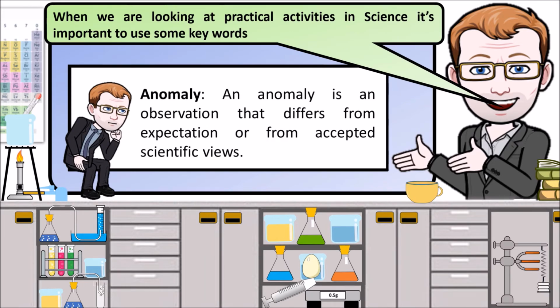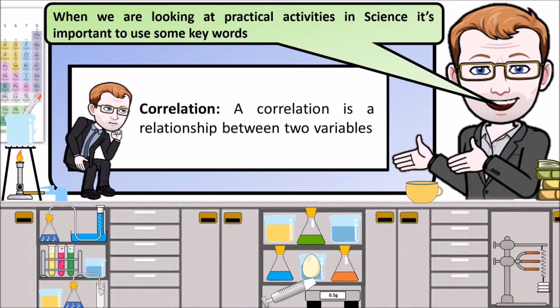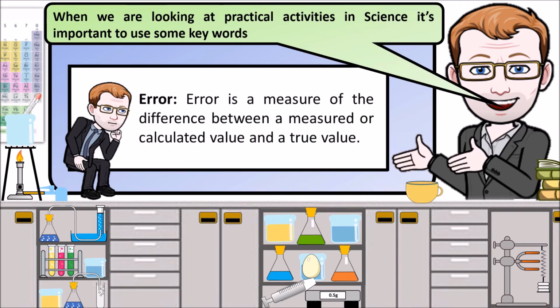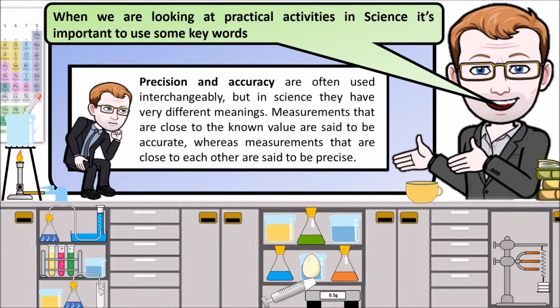An anomaly is a result that does not fit the pattern. A correlation is the relationship between two variables. An error is a measure of the difference between the measured or calculated value and the true value. Precision and accuracy are often used interchangeably, but in science they have different meanings. Measurements that are close to the known value are said to be accurate, whereas measurements that are close to each other are said to be precise.